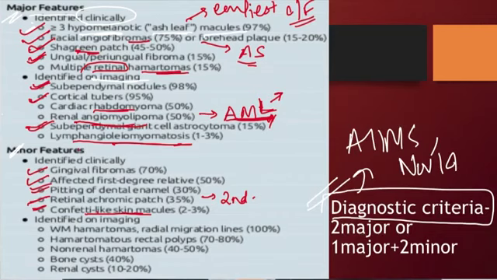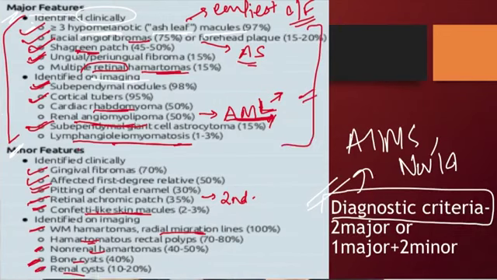What are the other minor criteria which are particularly identified on imaging? First is white matter hamartomas or radial migration lines. Hamartomatous rectal polyps, again you can see that it's hamartomatous. Non-renal hamartomas, bony cysts and renal cysts. So you just need to know that these are the minor features. Particularly you need to remember the list of the major features. That way you can solve any question that is asked as an all-except question.